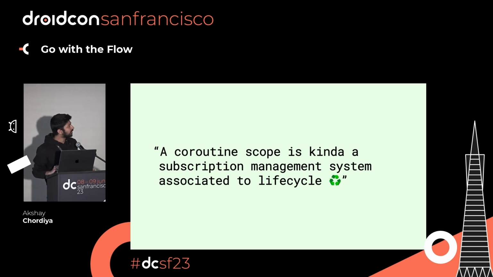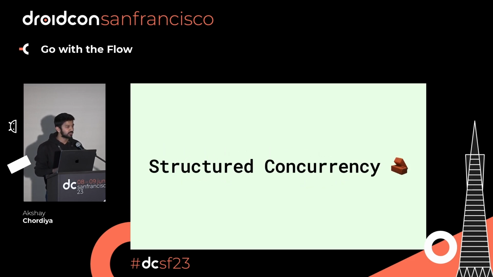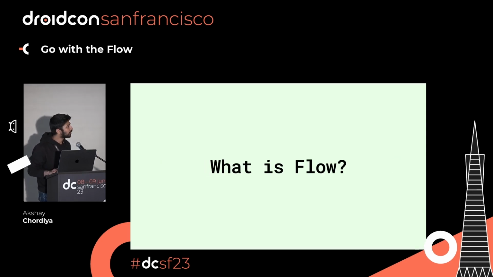You can also put it this way: a coroutine scope is a kind of subscription management system, which is associated to the lifecycle. This concept is called structured concurrency, and this is what makes Kotlin coroutines so powerful compared to other reactive libraries out there. It also helps developers prevent leaking the job or the subscription of your coroutines or your reactive code. So what is Flow?